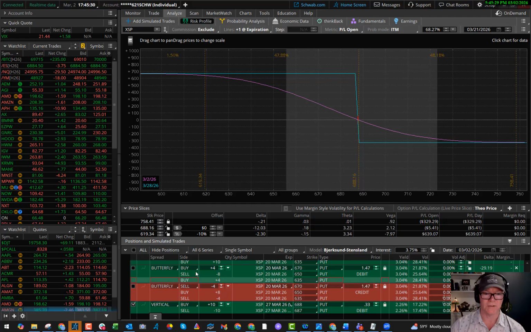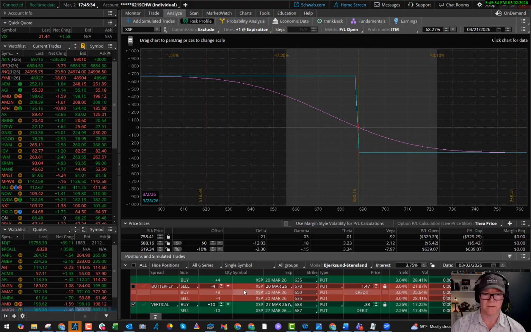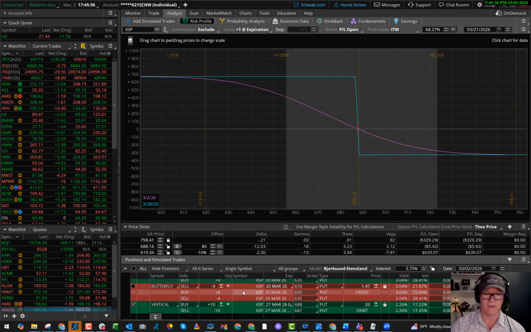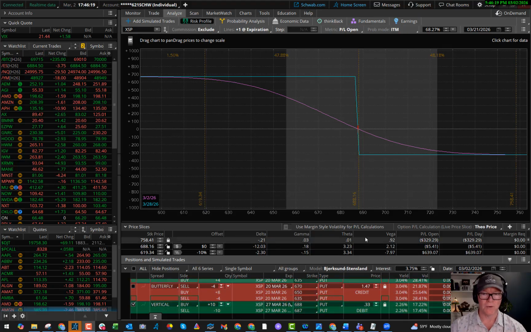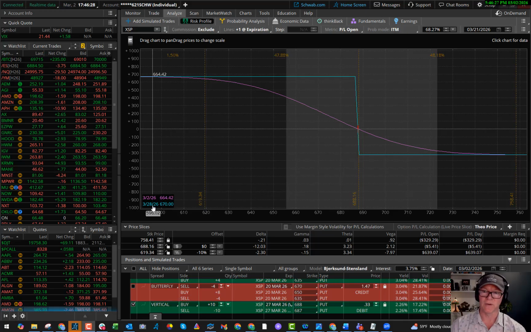So let me show you what that looks like. We can go over here to our trusty Analyze tab and disregard all these other things I've got up here. That's just some other stuff I was working on. But as you can see, this vertical costs 33 cents. Okay, 33 cents. Pretty cheap, right? Now this is for a $1 wide spread. So the way to read this, you see this over here, 3/28, that's when it expires. The option expires on 3/27 and actually closes out the next day on 3/28.